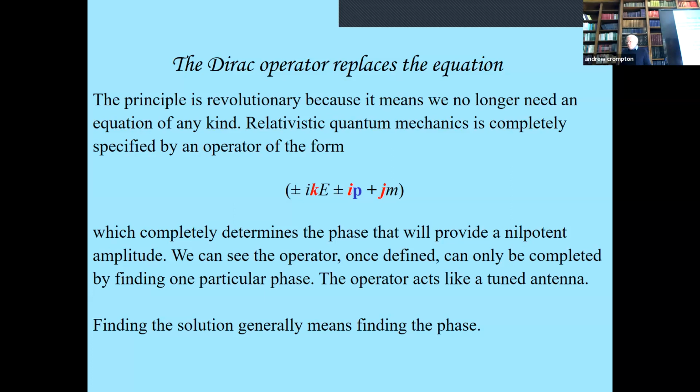So once an operator is defined, we only need one phase. Dead easy. The operator acts like a tuned antenna. So finding the solution is just finding that phase. The operator's out there, and it finds the phase that it wants among all the stuff that's out there in the vacuum.